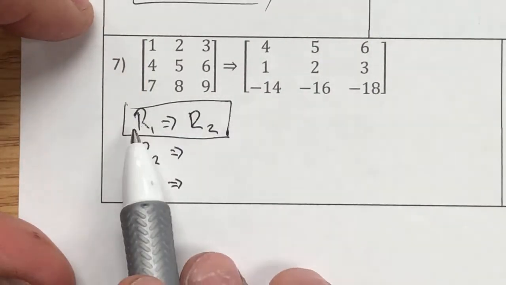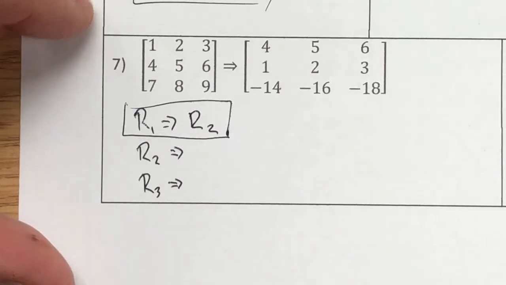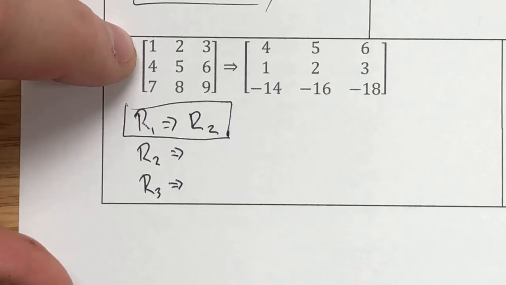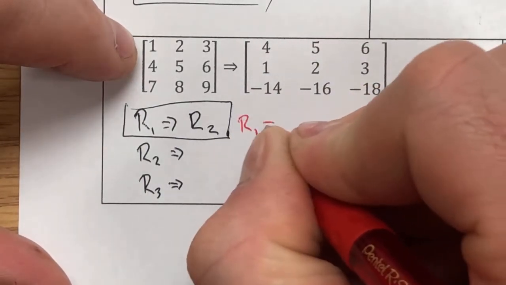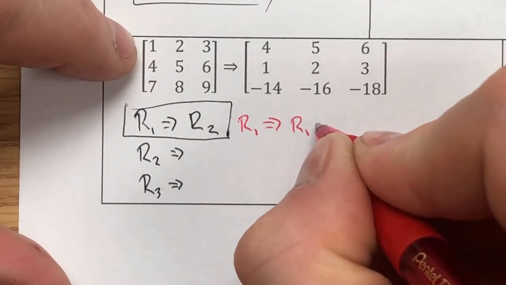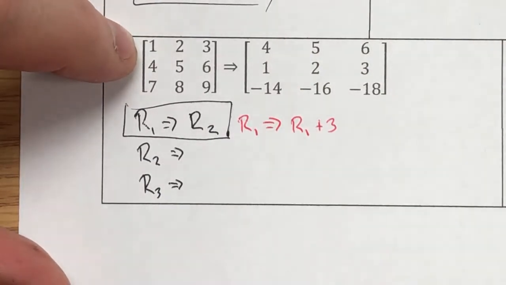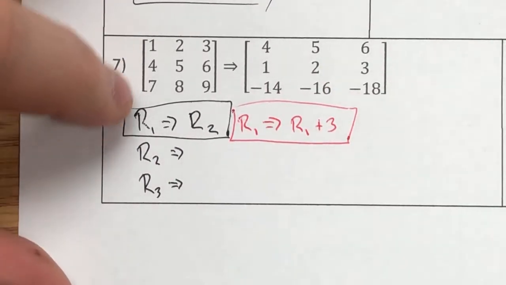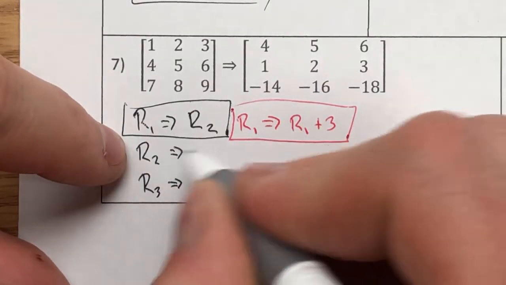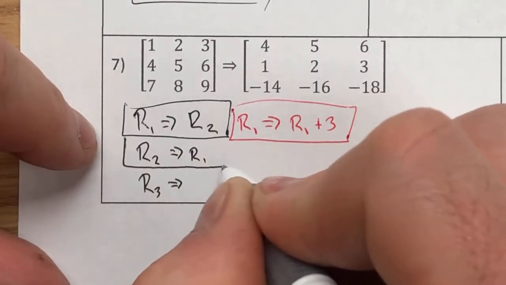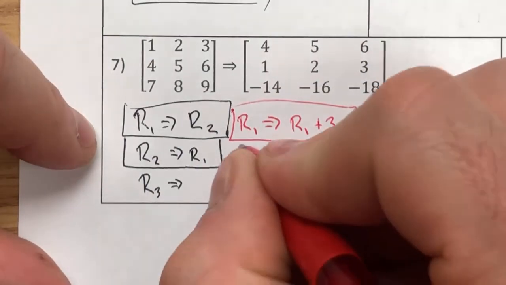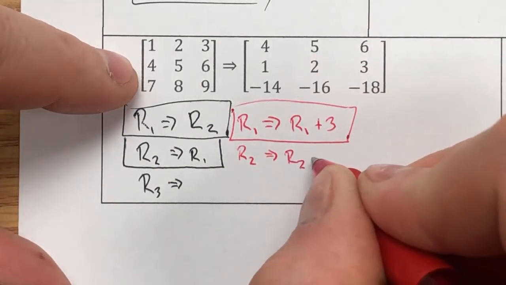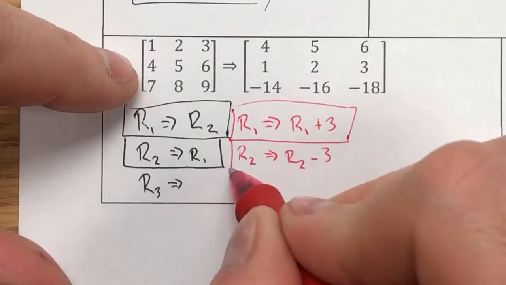One of the things that we did mention is that when we swap rows like this, I could write this in terms of the original line. So I could say, actually, row 1 is made up of row 1 plus 3. And that would actually be a correct answer as well. I could say row 2 is going to be the old row 1, and that would be a correct answer. Or I could say that row 2 is going to be row 2 minus 3, and that would also be a correct answer.